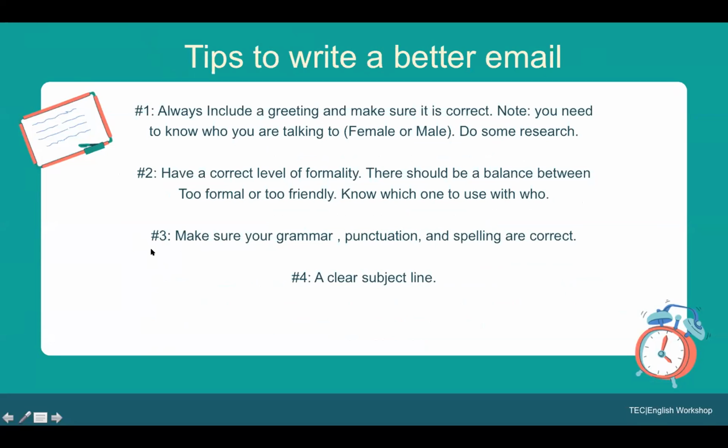هلا رح ننقل على تاني part, which is the email writing. Okay? قبل ما نفوت ب some activities, I gathered some tips for you to write a better email. Okay? So number 1, always include a greeting and make sure it is correct.